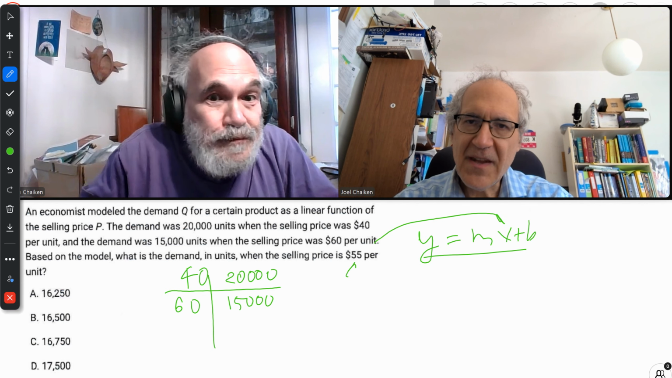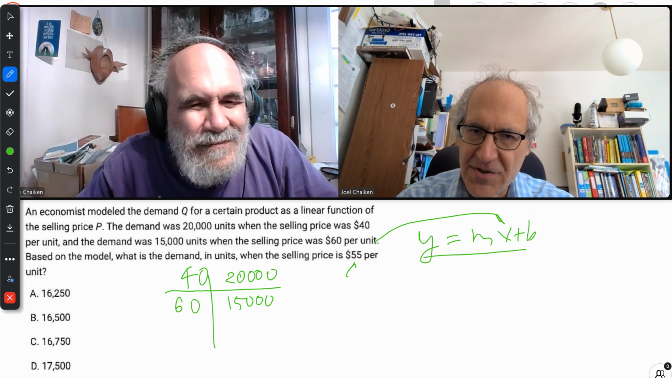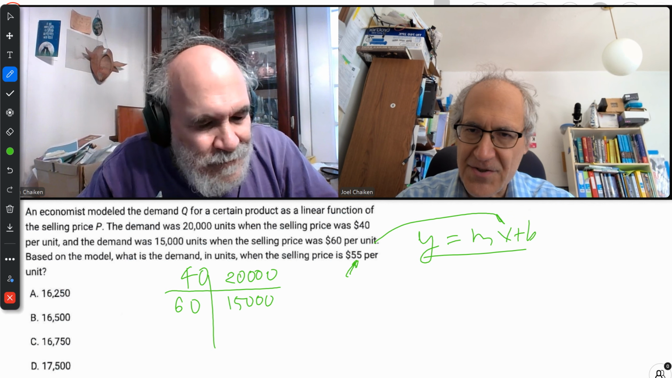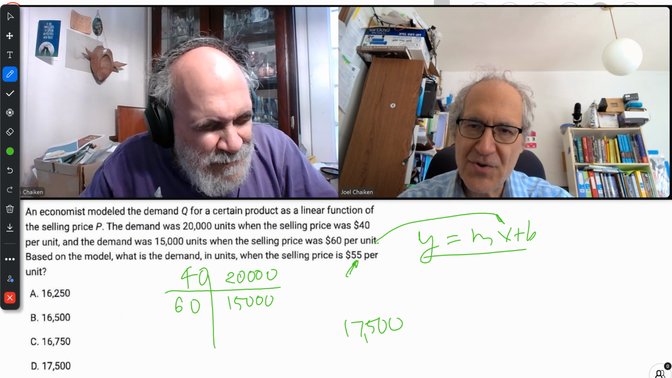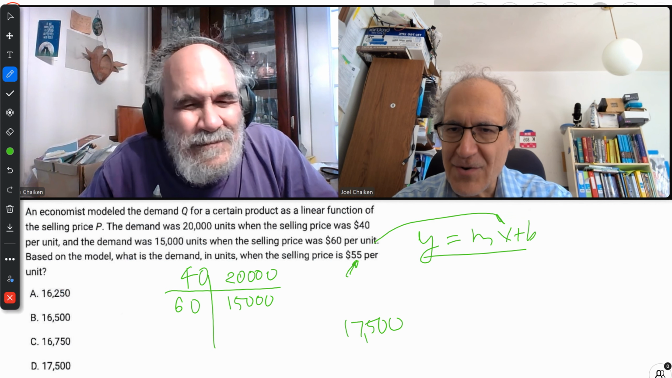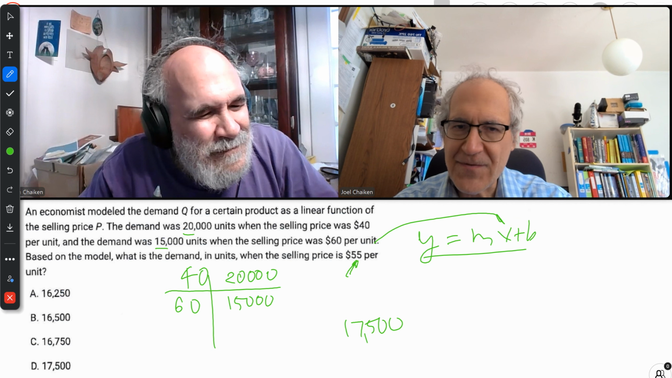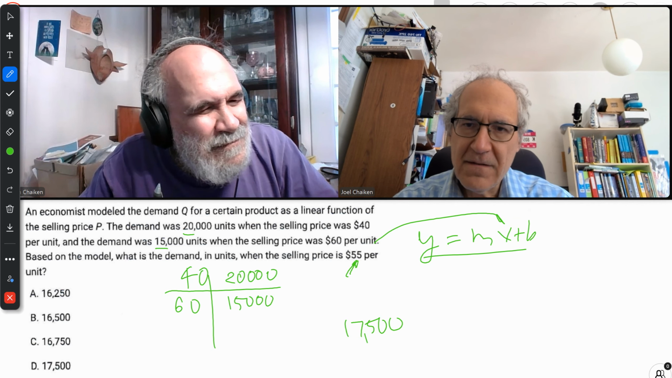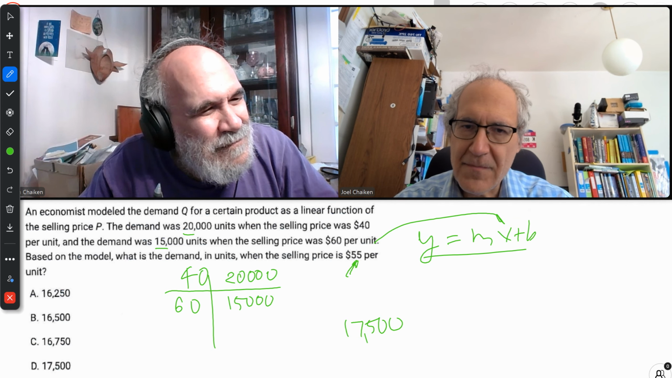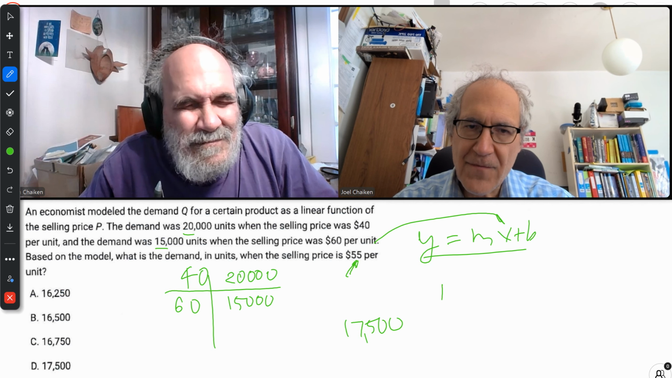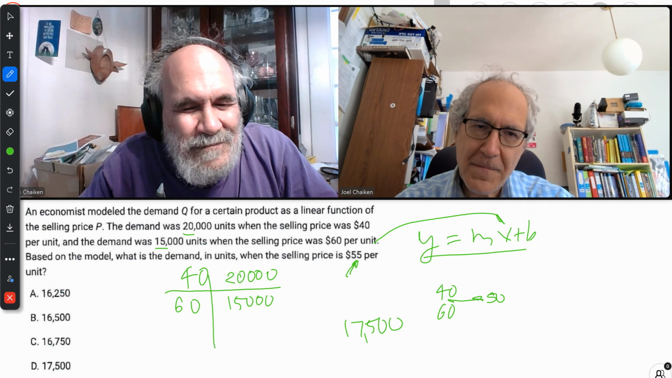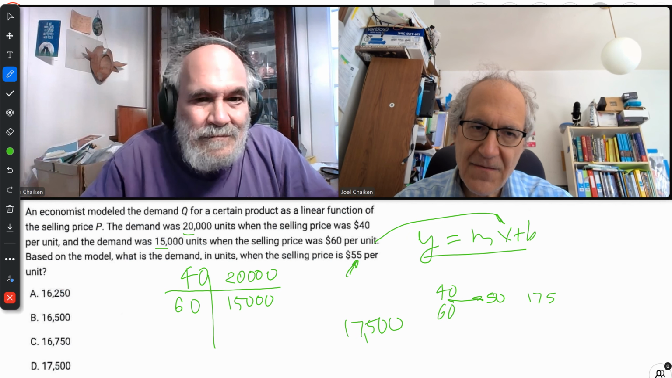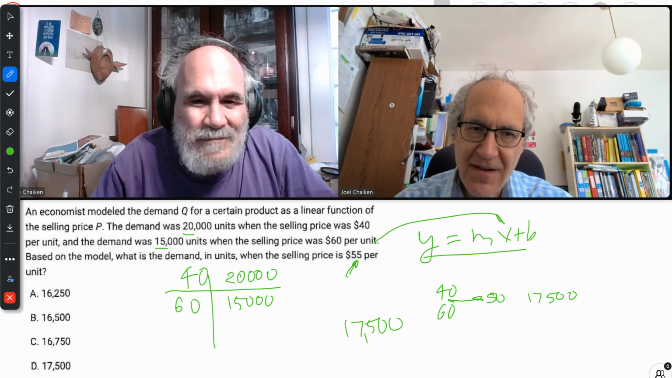And then you could do it proportionally. If it was $50, the midpoint, it would be in between: 17,500. These thousands are annoying. You could just change these to 20 and 15. If you go from 40 to 60, the middle point is 50, and that's 17,500.